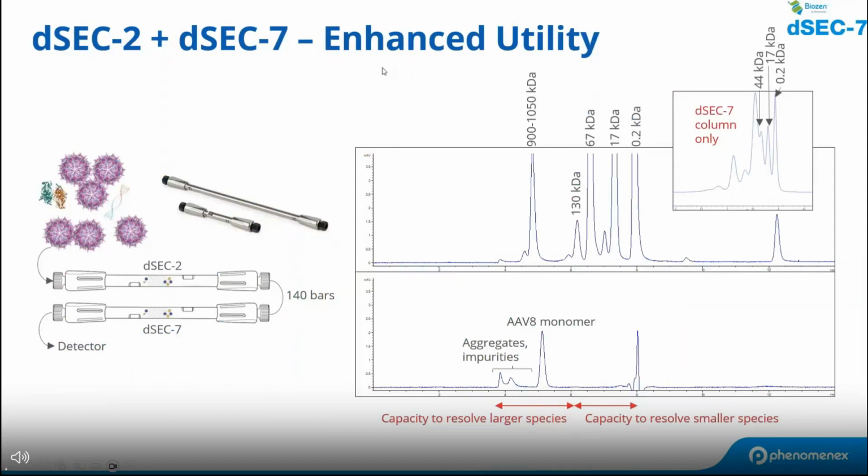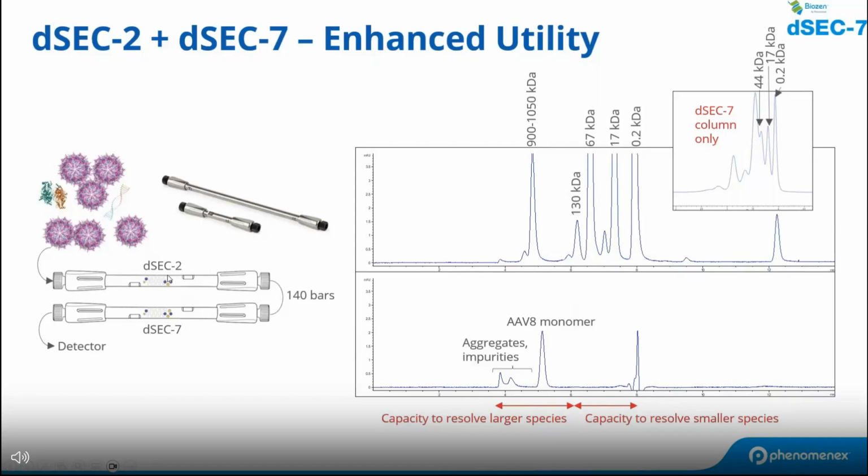So the last set of data I want to show is the enhanced utility of utilizing two of our products that are utilizing the same chemistry together. What I've done here is I've combined our DSEC2, which is our 200 angstrom size exclusion column, with our DSEC7, which is our 700 angstrom size exclusion column. The way I've combined them is after your injector, it would first go into our DSEC2 column, then you would connect it to our DSEC7, and then you hook it up to your detector.